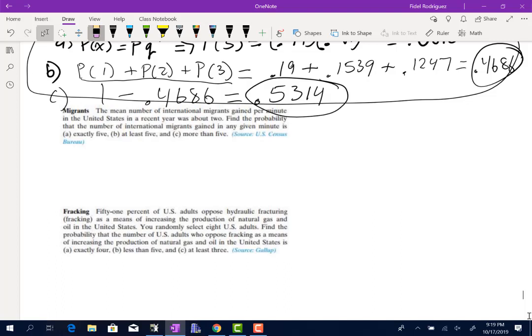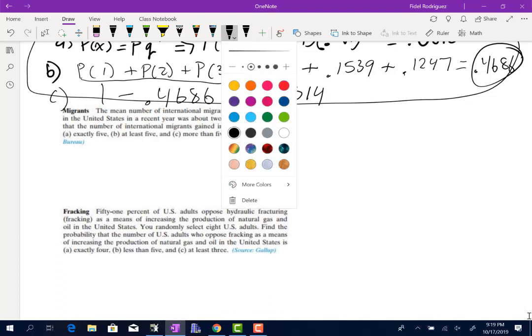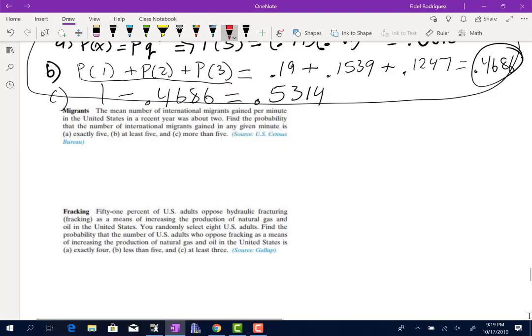Okay, so look, let's come back over here. We're talking about the number of immigrants gained per what? Per minute. There we go. So that's telling me, hey, you know what? This is going to be a Poisson distribution because we're looking at intervals of time. We're looking at minutes here, okay?